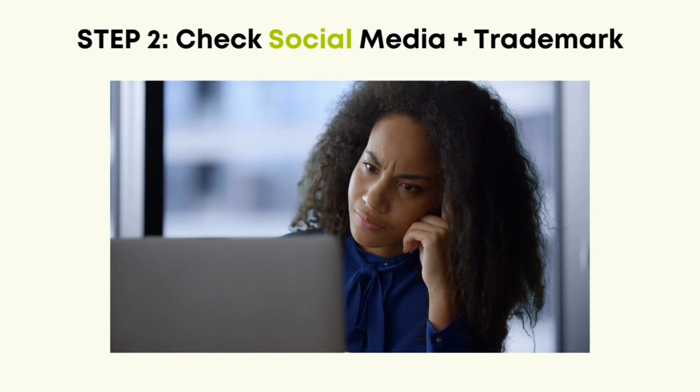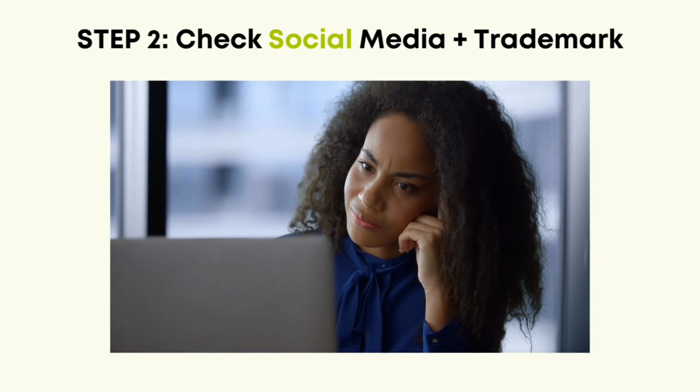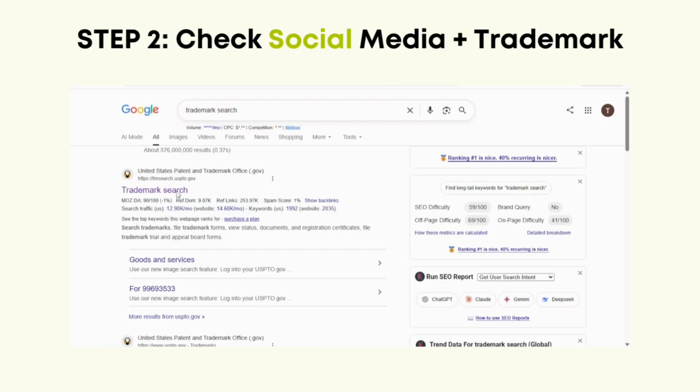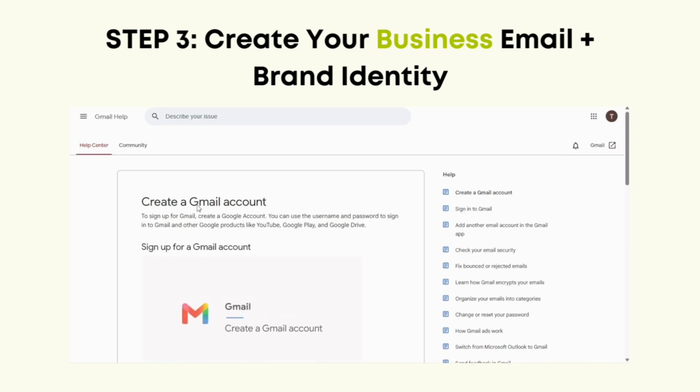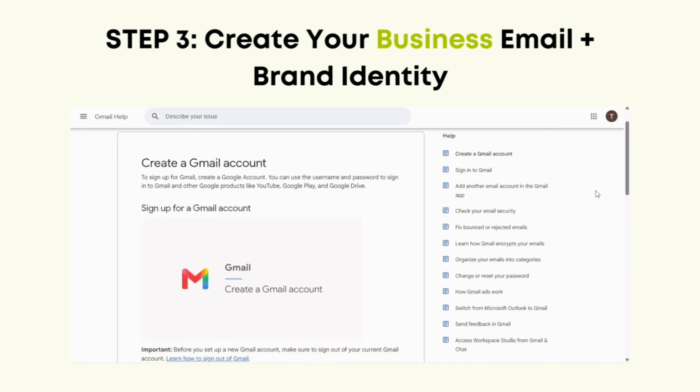Step 2 will be to check social media and trademark. Not saying you have to trademark your business, but you will want to check just to see if it's even available. There's a website right here where you can check to see if the name is taken, and also be sure to check all social media platforms like Instagram, TikTok, Facebook, just to be sure that the business name is available.